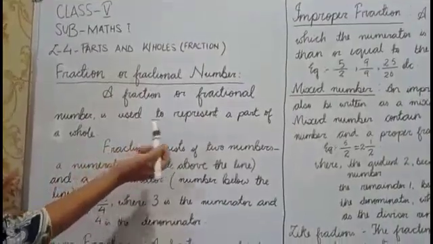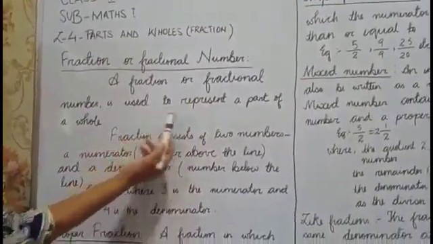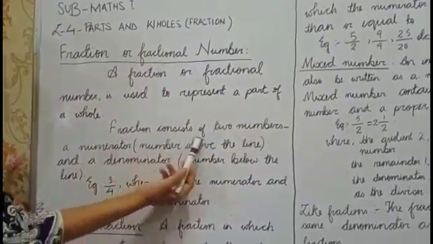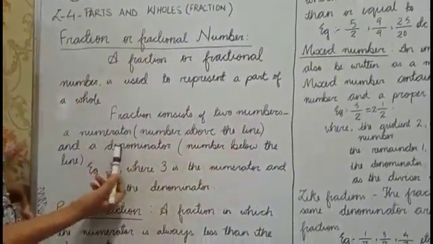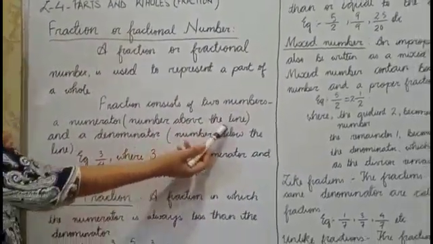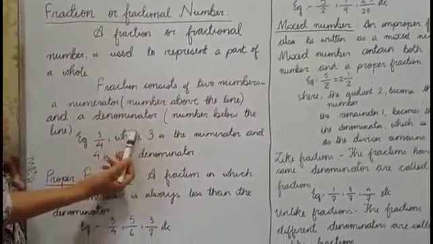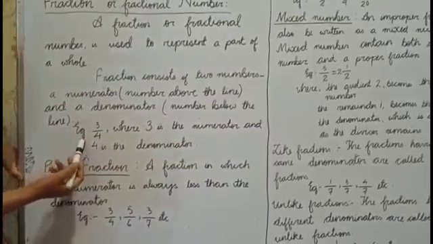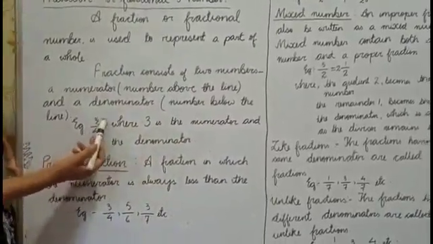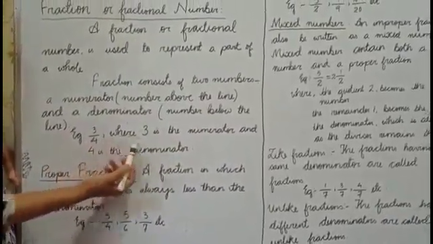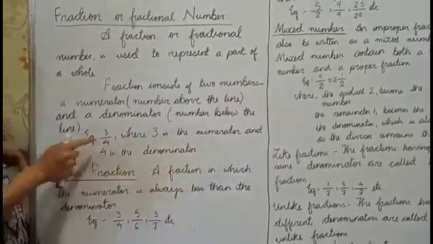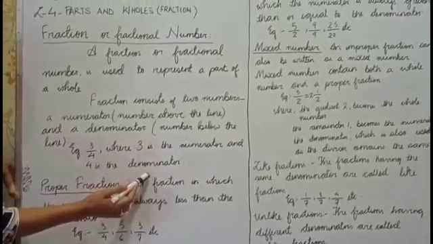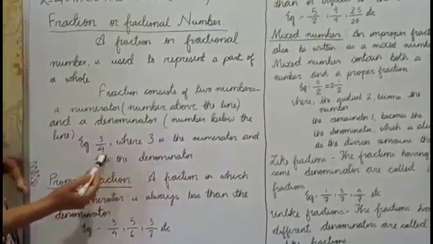A fraction or fractional number is used to represent a part of a whole. A fraction consists of two numbers: a numerator, that is the number above the line, and a denominator, that is the number below the line. Let's see an example. Here I have taken the example 3 by 4, where 3 is the numerator, the number above the line, and 4 is the denominator, the number below the line.